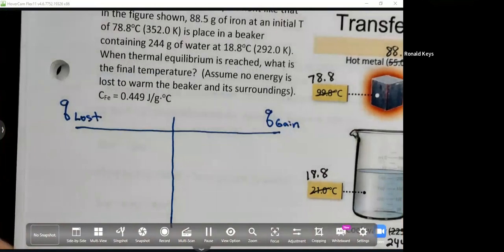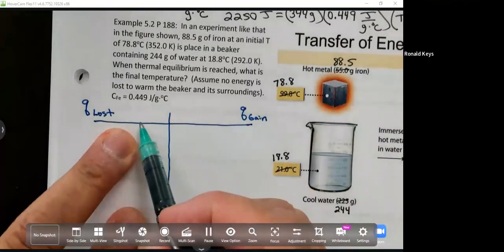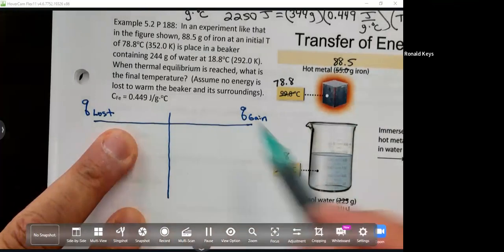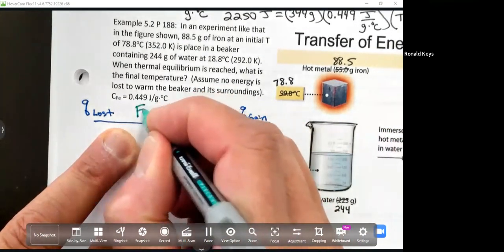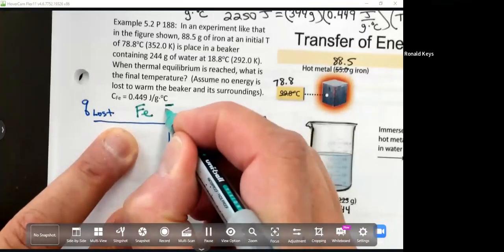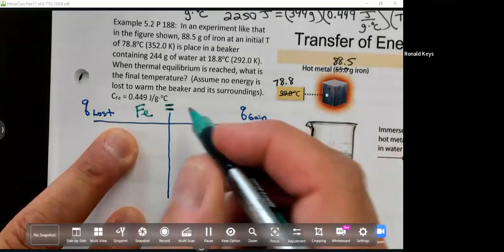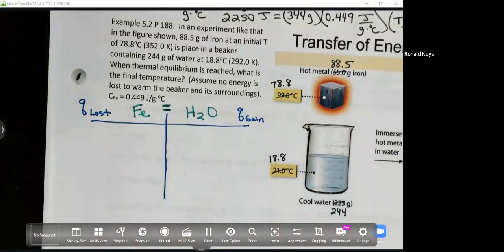Now, what is losing heat energy? Iron, right? The iron is going to get cooled down, so we know that the iron is losing heat. Q lost has to equal Q gained, and what's going to gain heat energy is the water.